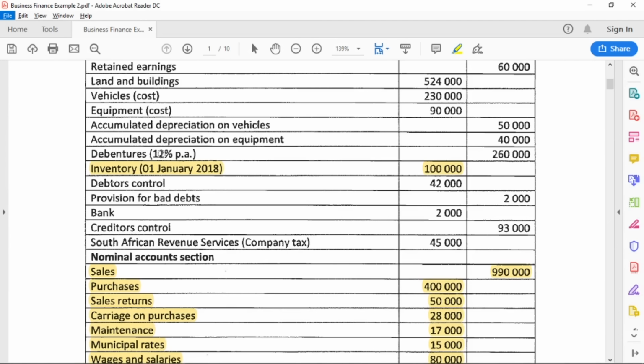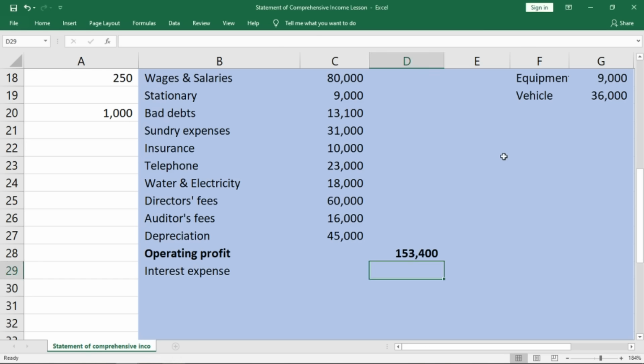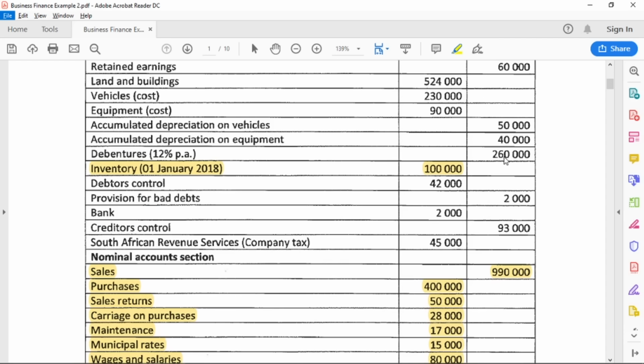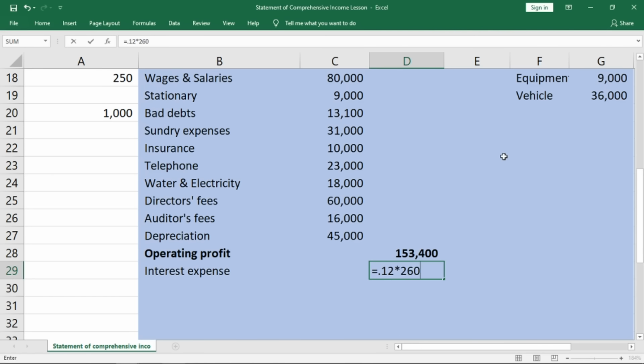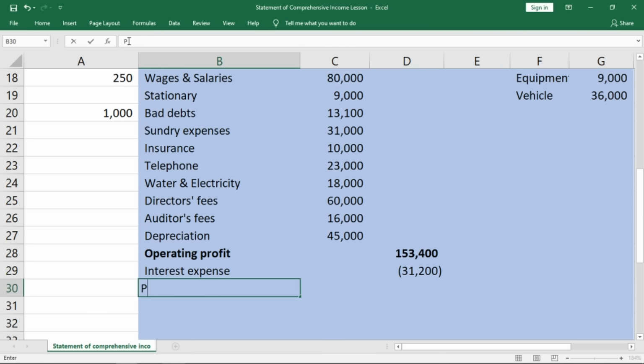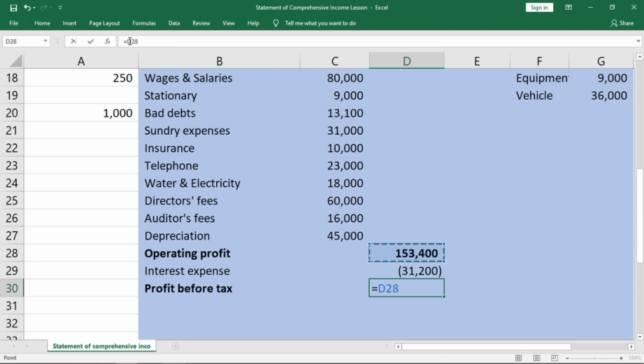You take the percentage that you're given in brackets here times this amount, 260,000 rand, because that's how much you pay per annum. So it's 12% times the 260,000 rand, which is 31,200. So let me put that as a negative 31,200. And then we have our profit before tax. Your profit before tax is your operating profit minus your interest expense. That's your profit before tax.